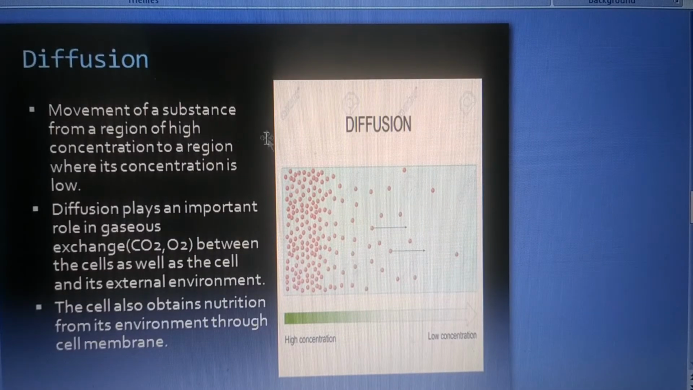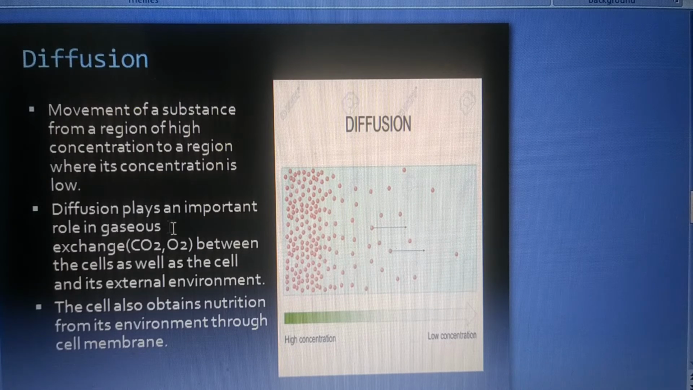So when you see here, diffusion is the movement of a substance from a region of high concentration to a region where its concentration is low. The same picture once again: these red colored molecules which are there in the water started moving, and this movement continues till it becomes uniform, till it gains uniformity. The entire thing will turn light red in color. So this process we call diffusion. It moves from the place where it is high to the place where it is low.